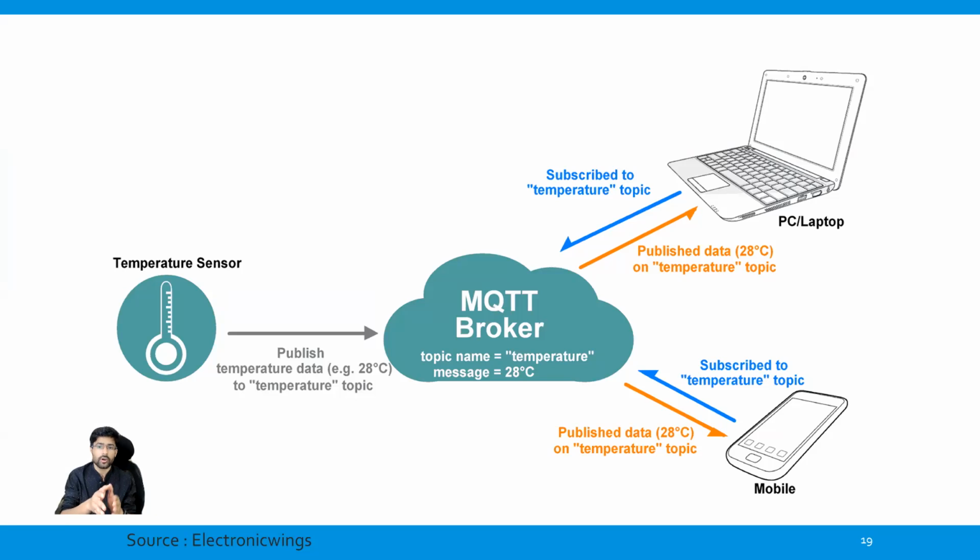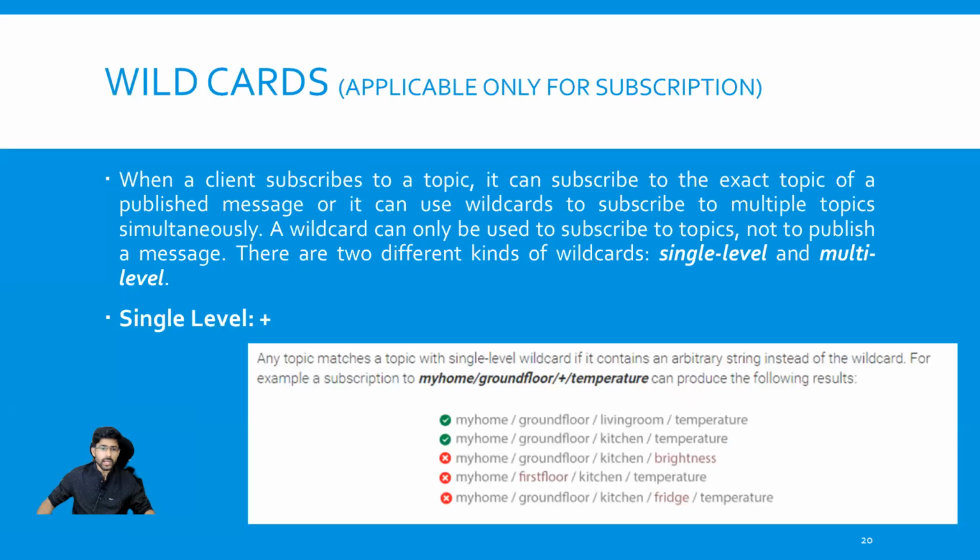For example, the topic name is temperature. So if a subscriber subscribes to the temperature topic, it will receive all the data that is coming from the devices that are publishing the data to the temperature topic, right?